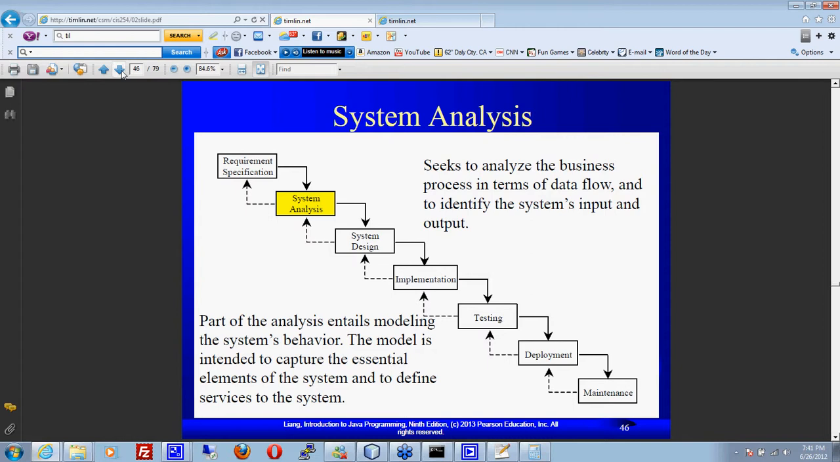Analyze the business process in terms of data flow and identify the system's input and output. Fairly traditional definition. Part of the analysis entails modeling the system's behavior. The model is intended to capture the essential elements of the system and to define services to the system. Yeah, I mean, it's all basically on the analysis. It's all done mostly on paper. You may use Visio design documents.